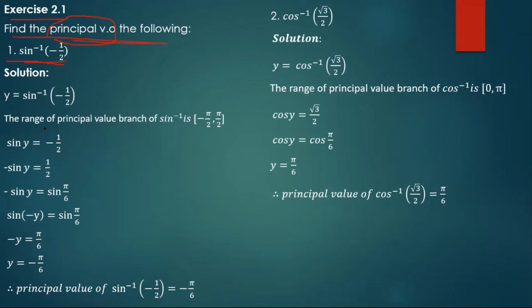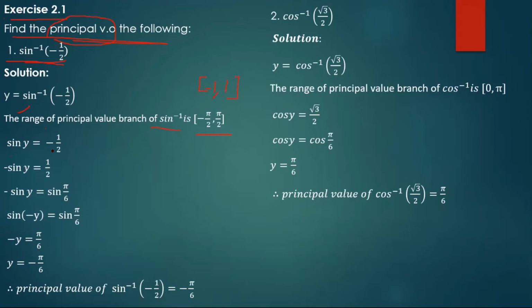We know that the range of the principal value branch of sine inverse is negative pi by 2 to pi by 2. So this is our range. Do you know the domain of sine inverse? Yes, it is negative 1 to 1. Don't forget that. So when sine inverse goes to that side, it becomes sine y. So sine y equal to minus half.